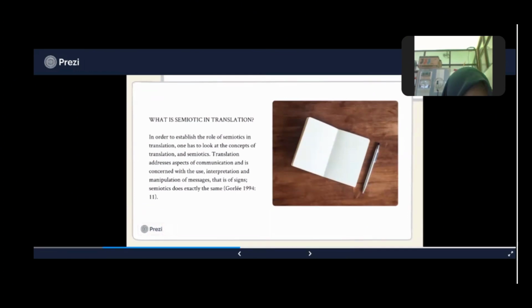Okay, the next is what is semiotic in translation? In order to establish the role of semiotic in translation, one has to look at the concept of translation and semiotic. Translation addresses aspects of communication and its concern with the use, interpretation, and manipulation of message. That is, semiotic does exactly the same.